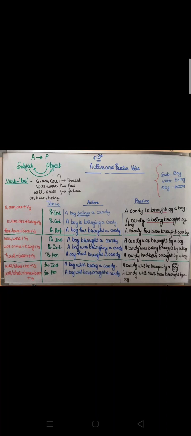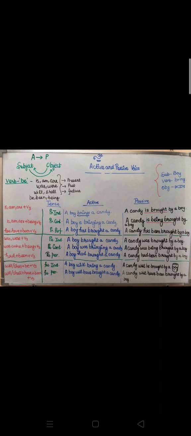Now, present continuous, let us revise active. A boy is bringing a candy. Definitely, that's what we are going to have. A boy is bringing a candy. So now, how we are going to change it is, a boy is being, no, a candy is being brought by a boy. A candy is being brought by a boy.